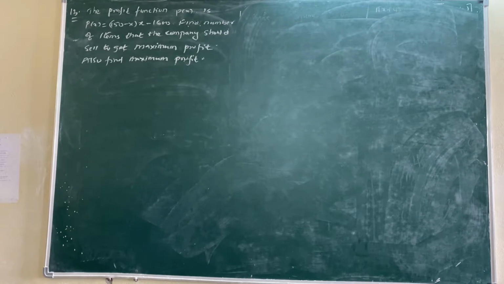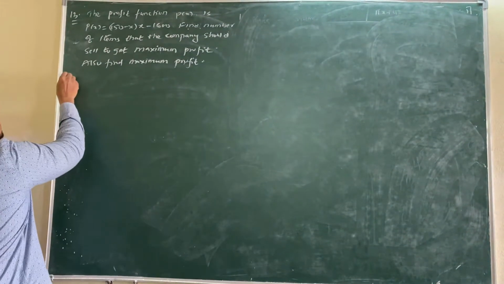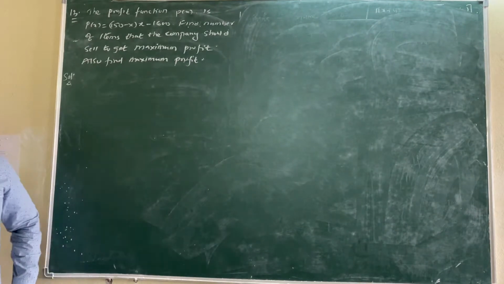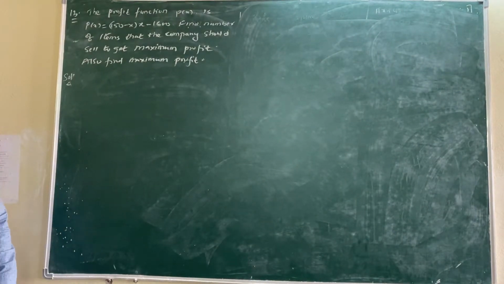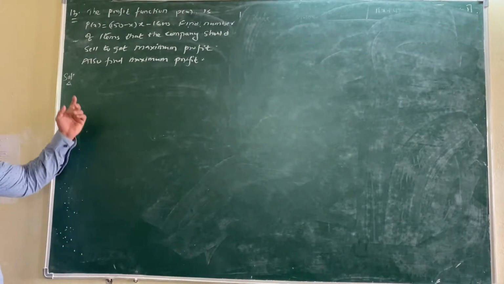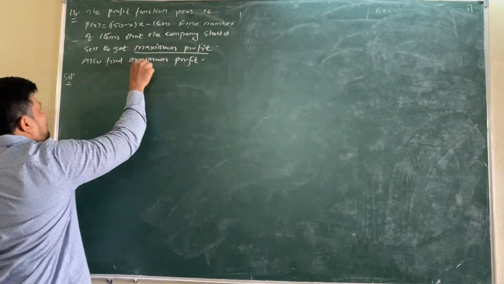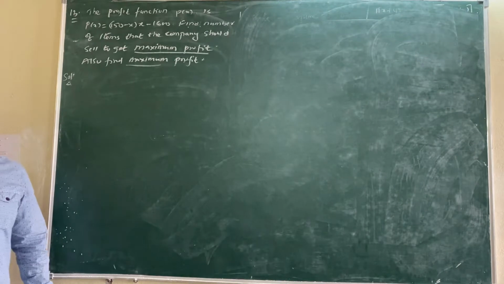Check this. The profit function is given to us as P of x, instead of f of x as we had before. Find the number of items that the company should sell to get maximum profit. They have mentioned the maximum profit, and we need to find the maximum profit. One extra point is there.